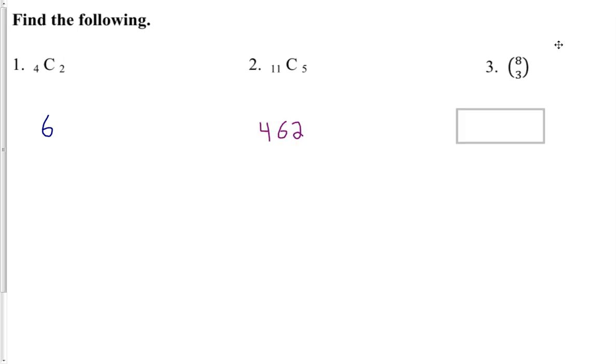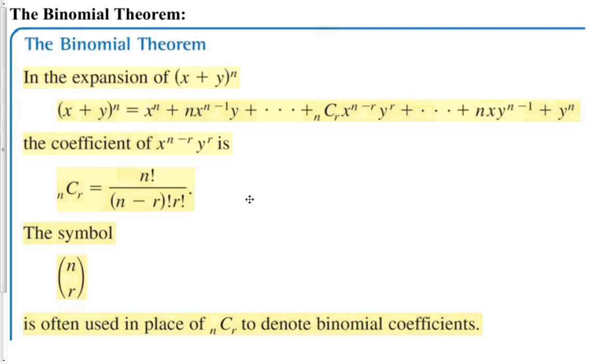And 8 choose 3, that's what the symbol means, is 25,872. Now, a little unfair, but we'll go over this in a second on why that's the symbol. And here it is. In the expansion, we've got this pattern, and the coefficient of x to the n minus r, y to the r, is n choose r.